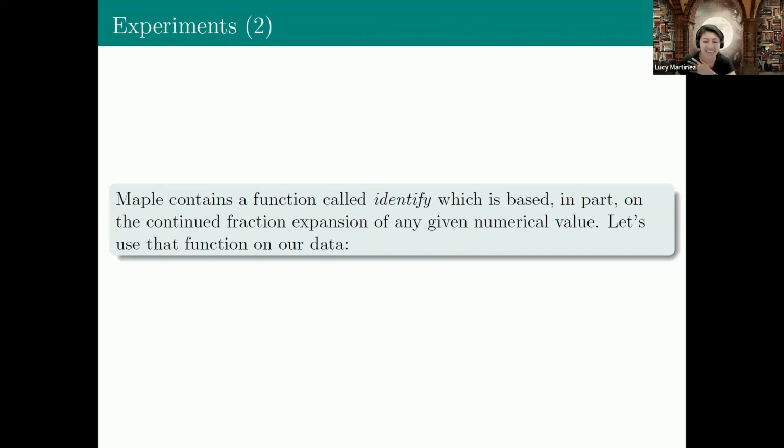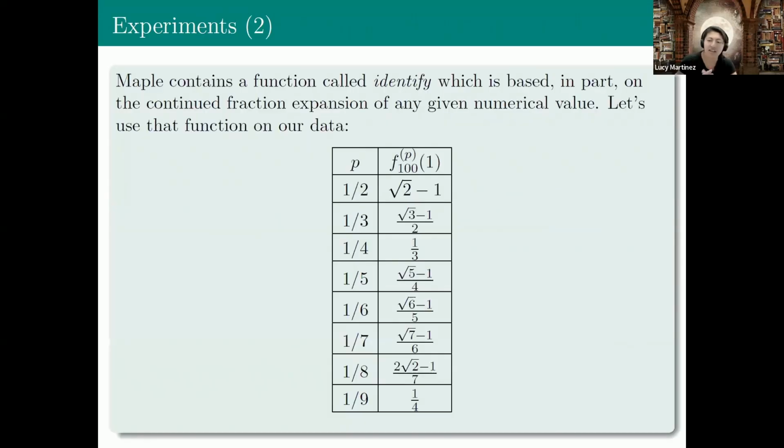What I was going to say next is that thankfully in Maple we have a function called identify, which is based in part on the continued fraction expansion of any given numerical value. We're going to use that function on our data, and just like Dr. Broadhurst suggested, the top value should be square root of 2 minus 1. This is what we get when we use identify in Maple for each of those numerical values. So again, n equal to 100 was good enough, because no matter if you increase n, they'll still converge to these values. That was pretty nice.